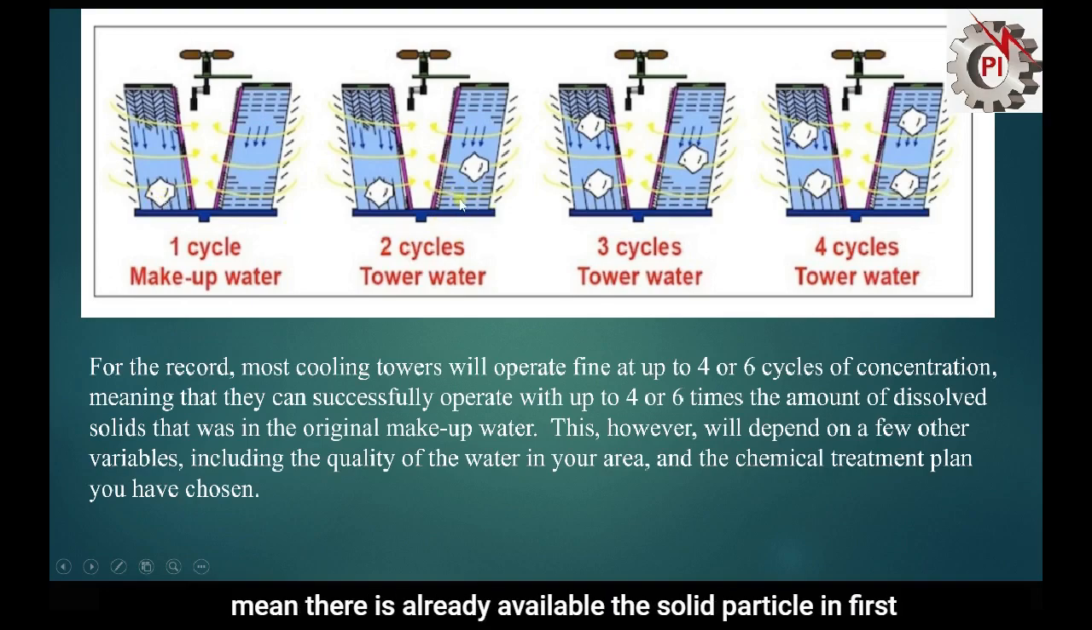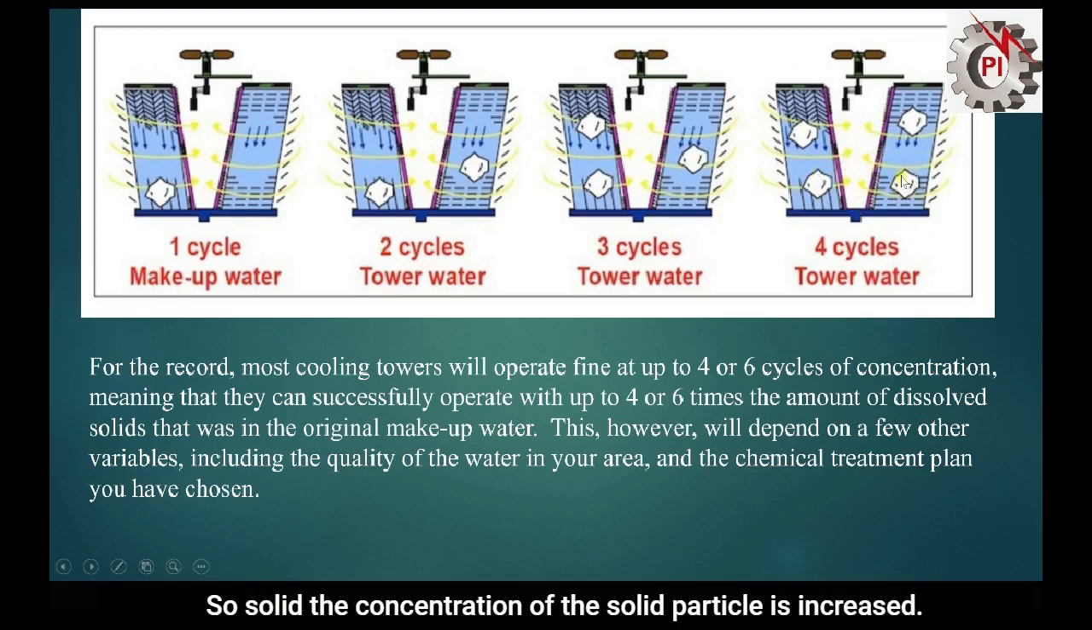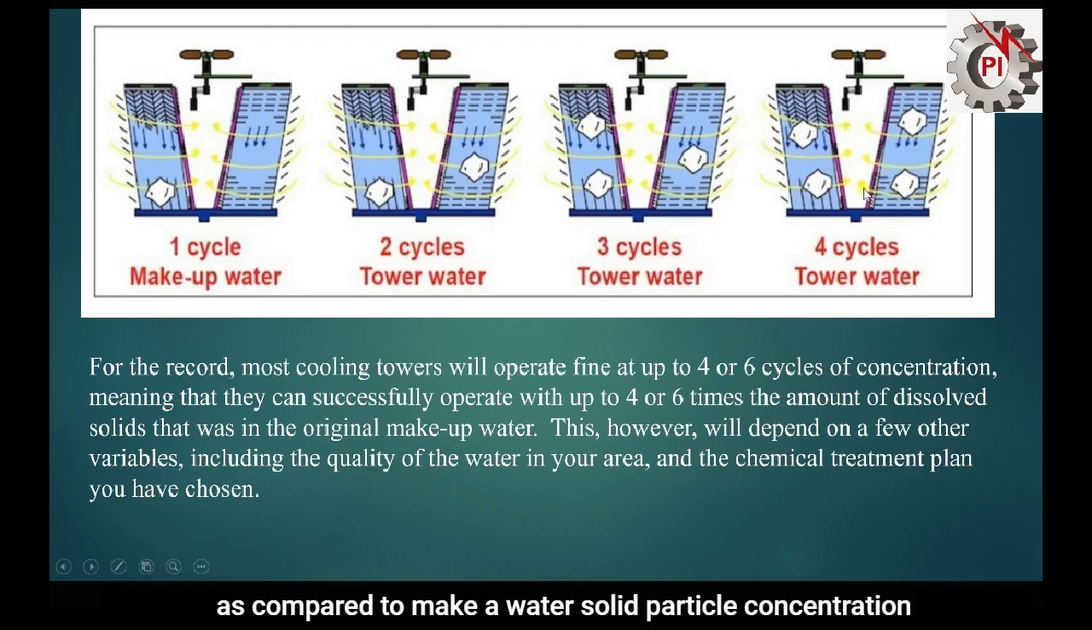Here 2 cycle means there are already solid particles available from the first situation, and then again water evaporates, and again makeup water comes to fill the cooling tower basin. So here there will be more solid particles, then more, and more. Most cooling towers operate up to 4 or 6 cycles of concentration. So you can see this is the 4th cycle, that is, 4 times we fill the cooling tower basin with makeup water. So the concentration of the solid particles is increased as compared to the makeup water solid particle concentration.